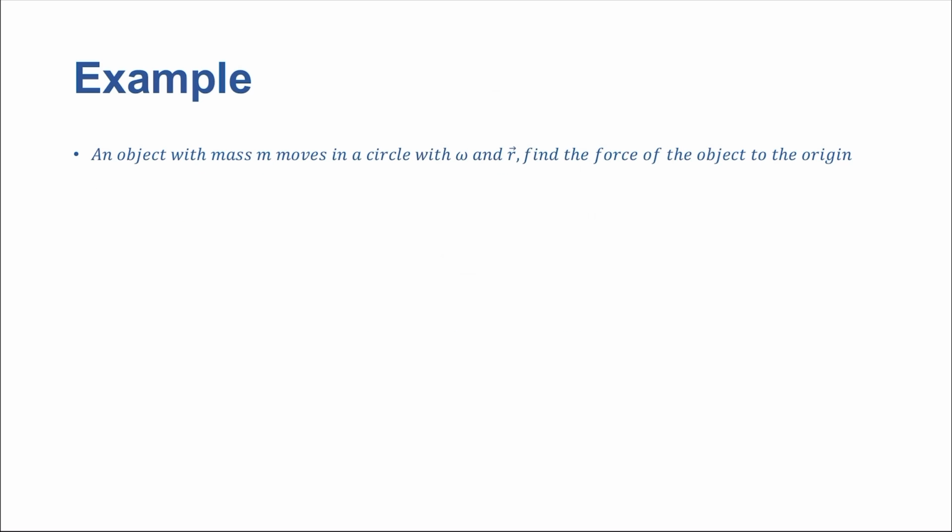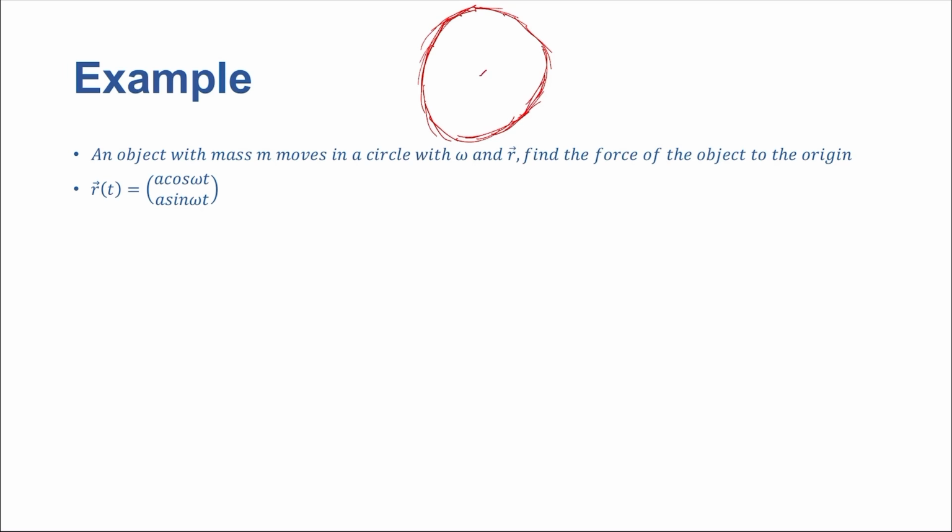Let's do another example. Let's say that an object with mass m moves in a circle with angular speed omega and a vector function describing position modeled by r. Find the force on the object toward the origin. So let me draw this out. So you've got a circle, and I know I said 3 dimensions. This is 2 dimensions technically, but you could always make this a polar problem, which would make things interesting, but do whatever you want.